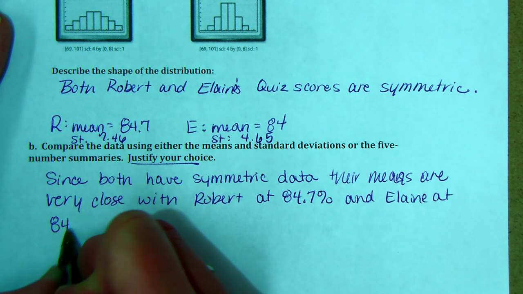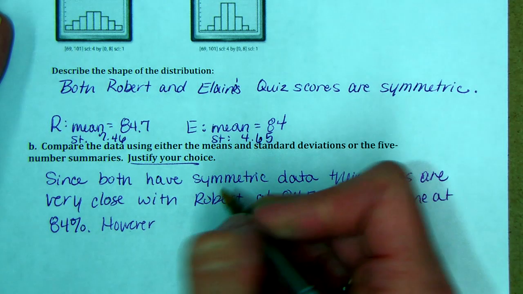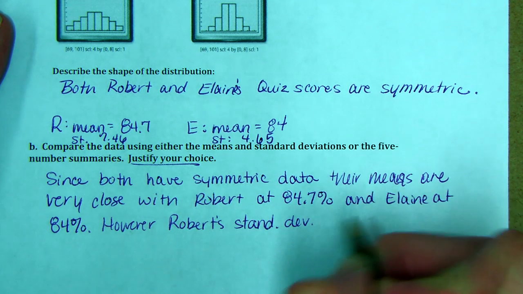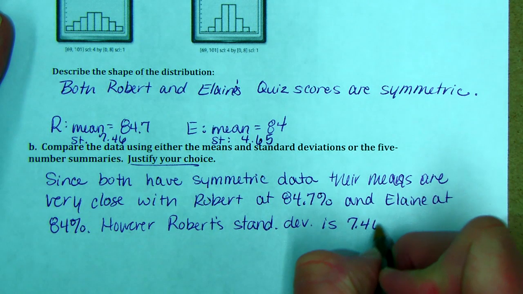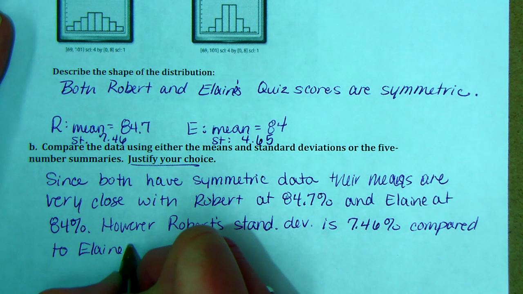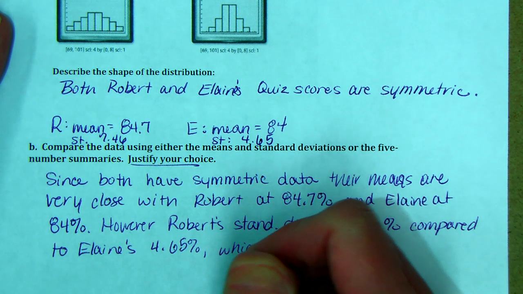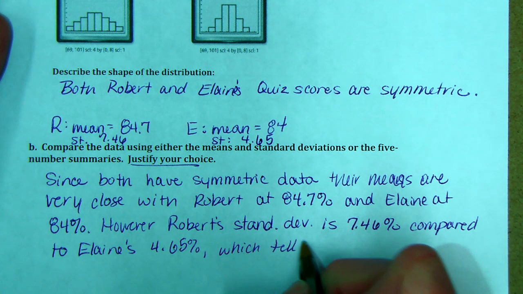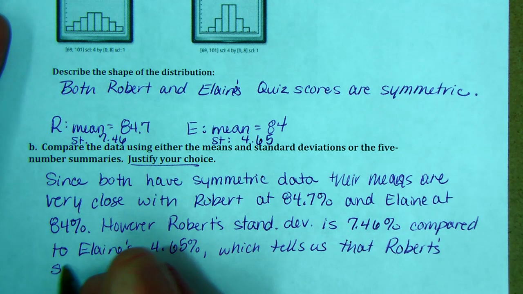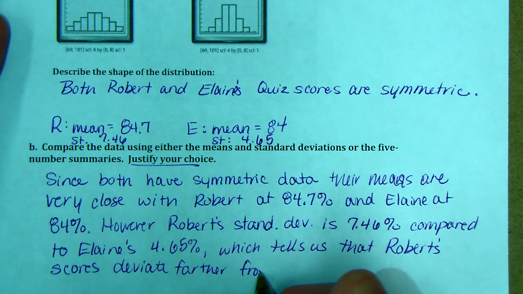However, Robert's standard deviation, I'm abbreviating, is 7.46% compared to Elaine, 4.65%, which tells us that Robert's scores deviate farther from the mean or are more spread out.